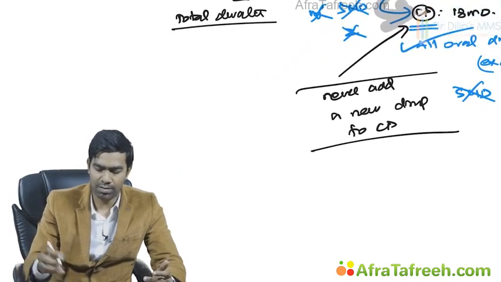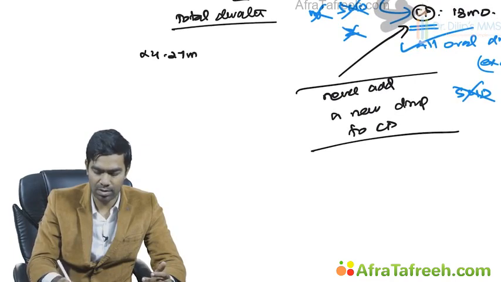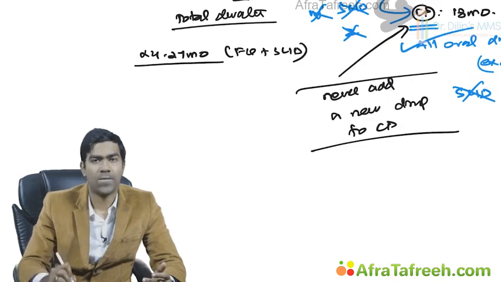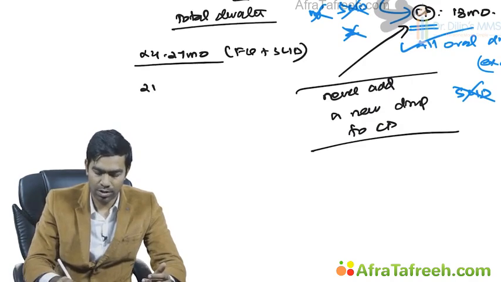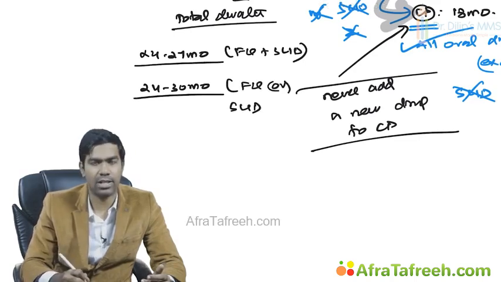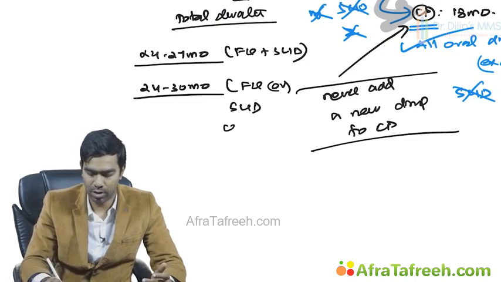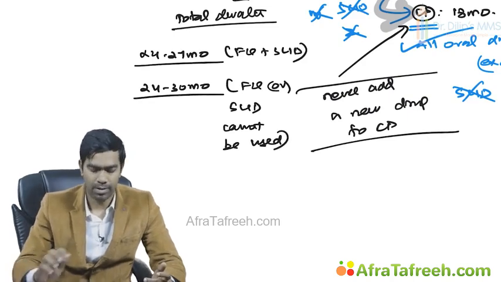So total duration again will be variable. So total duration may be 24 to 27 months in case the fluoroquinolone and second line injectable drug are both used. So total duration may become 24 to 30 months in case your fluoroquinolone or second line injectable drug or both cannot be used. In this condition, you can prolong. There is a provision to prolong the intensive phase by 3 months at least.